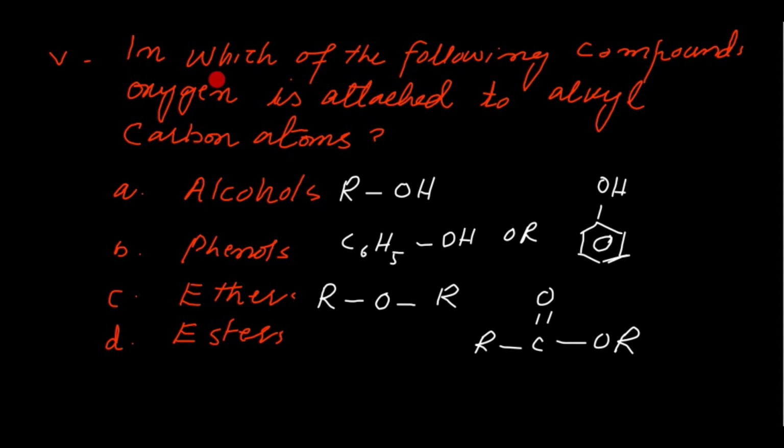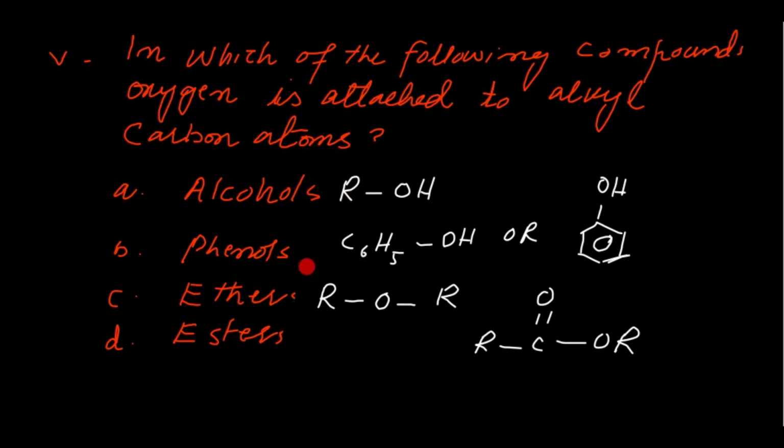Now students, we will find which is the correct option with the help of these general formulas. Once again, we will see the question which is given. The question is, in which of the following compounds oxygen is attached to alkyl carbon atoms? Right students? Now we will see the first option. Here, in the case of alcohols, oxygen atom is attached with one alkyl carbon. Right students? So that's why this option is not correct. Here in the question, alkyl carbon atoms means oxygen is attached with more than one alkyl carbon atom. That's why the first option is not correct.